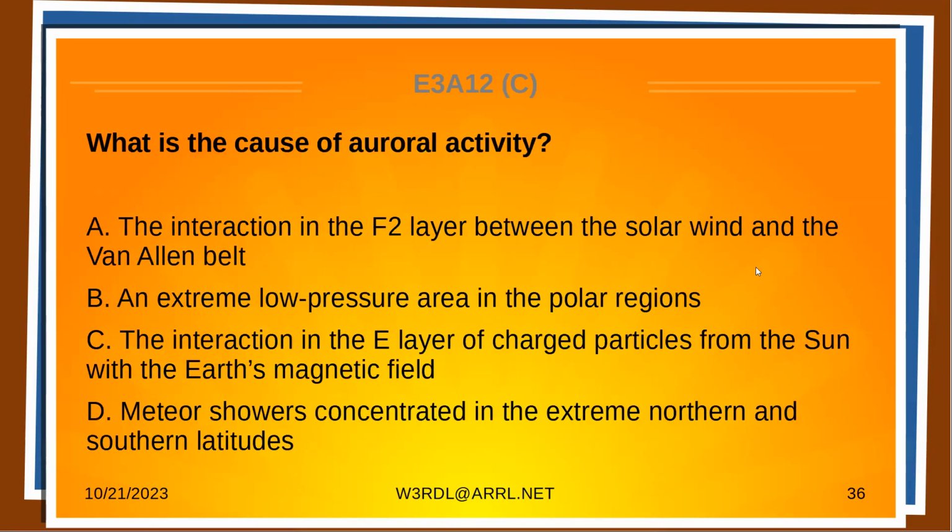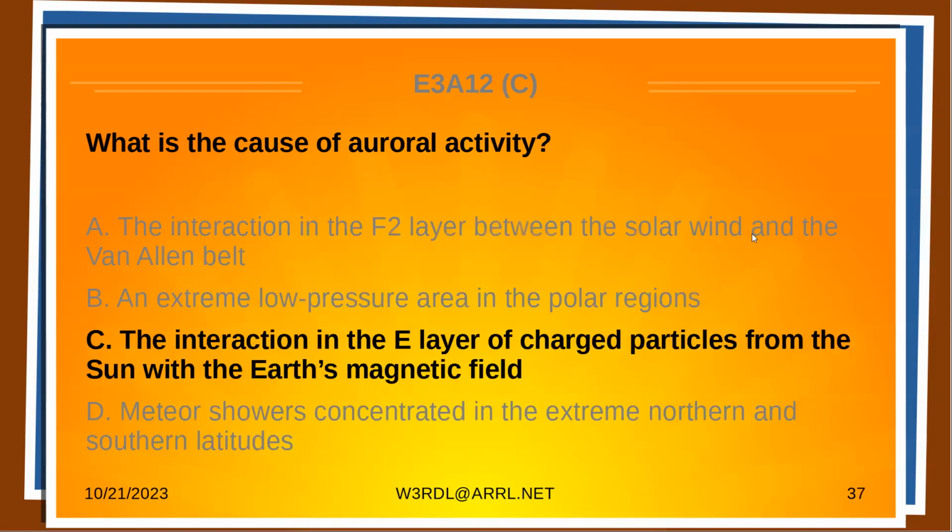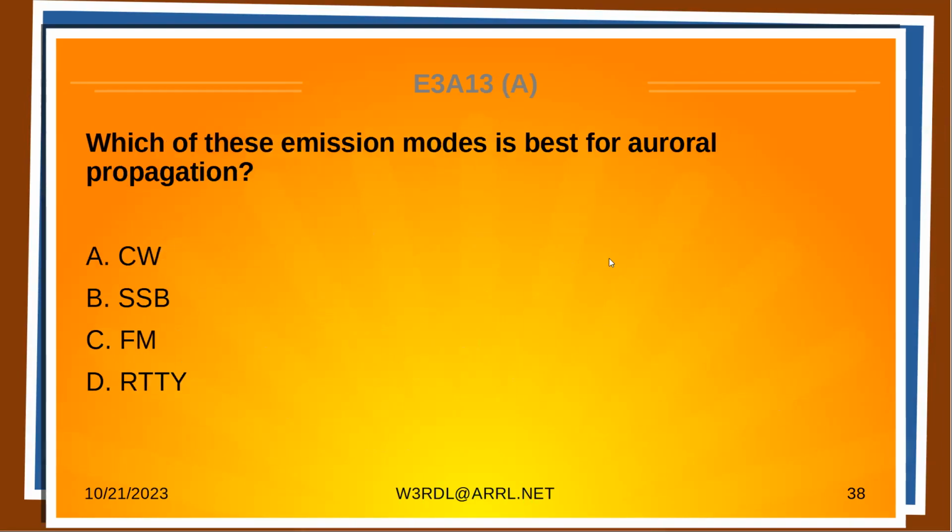What's the cause of auroral activity? Solar winds. I'm going to say Charlie. Yeah, it's another one of those E-layer ones. All the sporadic stuff is in the E-layer. Which of these emission modes is best for auroral propagation? CW. Alpha.